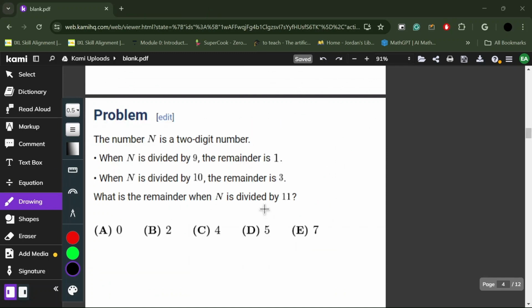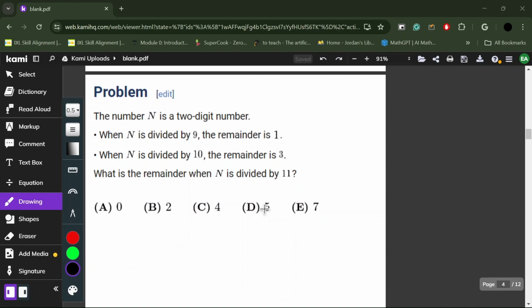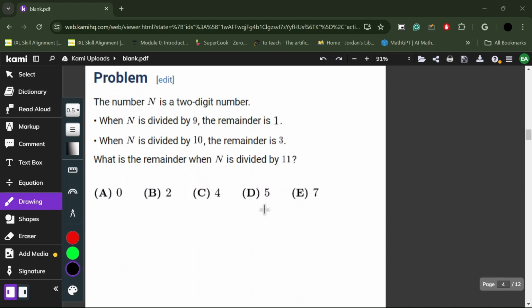Alright, let's get started with this problem. The number n is a 2-digit number. When n is divided by 9, the remainder is 1, and when n is divided by 10, the remainder is 3. What is the remainder when n is divided by 11?